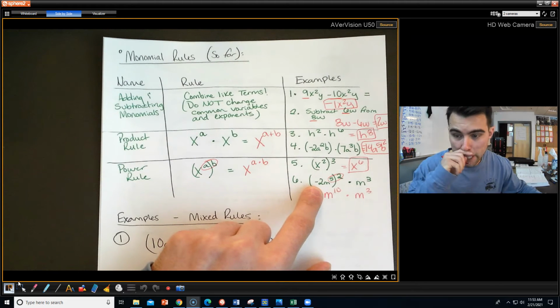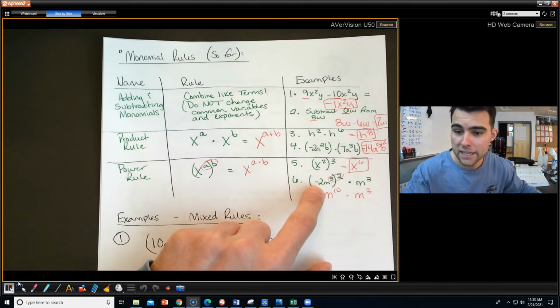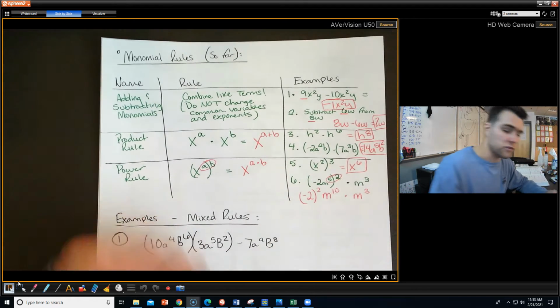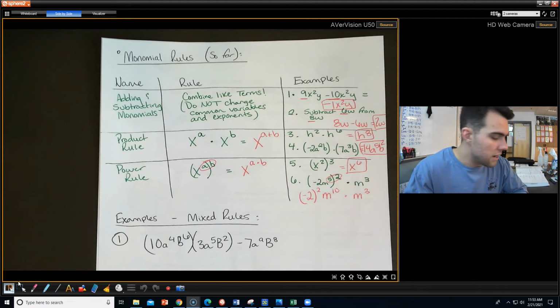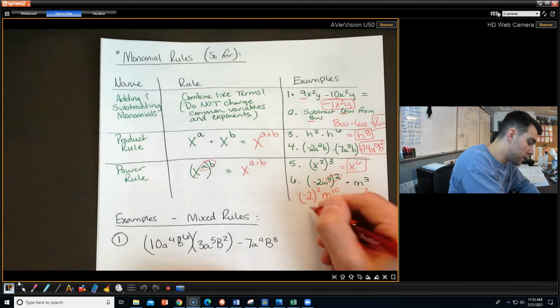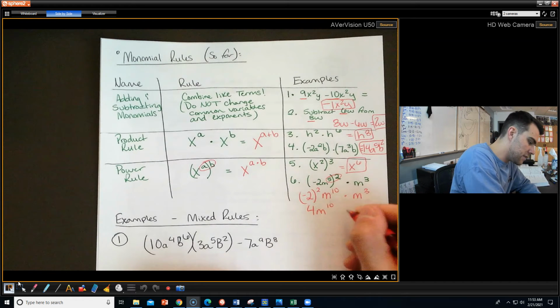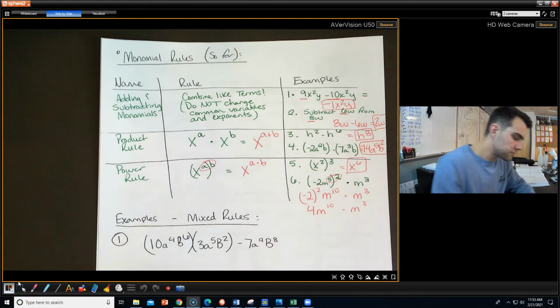And let's go ahead and take care of that coefficient. It's going to be negative 2 to the 2nd power. You raise your coefficient to the power, okay? And so negative 2 to the 2nd power is just a positive 4. Got to keep our signs in mind. Positive 4 m to the 10th times m to the 3rd.